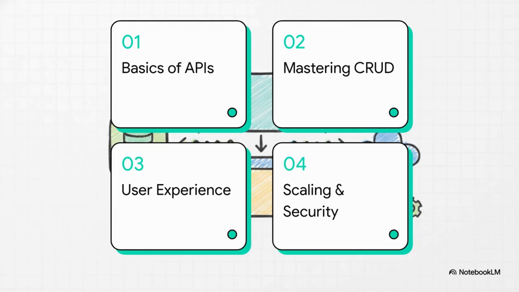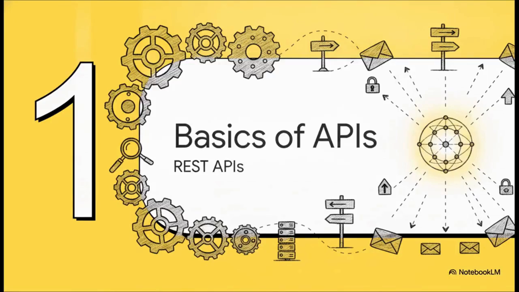So here's our roadmap for tracing the journey of a single data request. First, we'll cover the basics of APIs. Second, mastering CRUD operations. Third, perfecting the user experience. And finally, scaling and security. All right, let's establish our foundational landscape right now with Section 1, the basics of APIs.